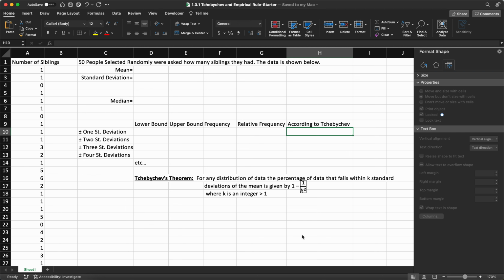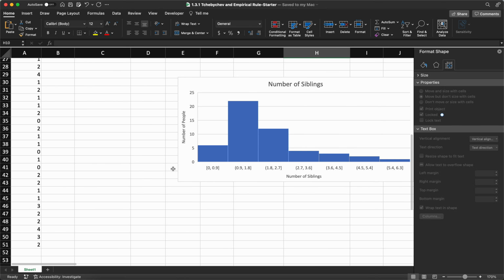And so here we have a data set, 50 people that were randomly selected. We're asked how many siblings they had, and here are 50 data points, and I already created a histogram for that.